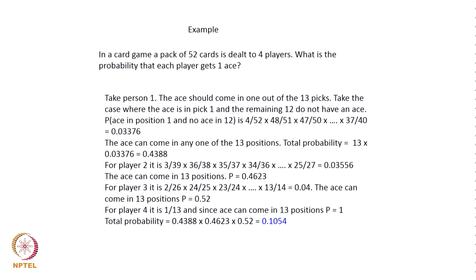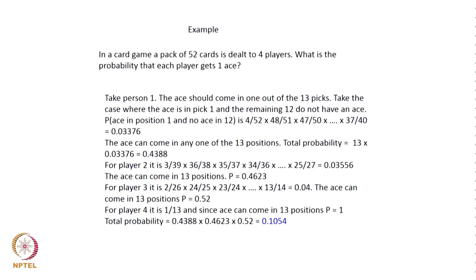So, 4 by 52. Now, if you leave out the ace, 4 aces, there are 48 non-aces. So, 48 by 51 into 47 by 50 and so on. This 48 by 51 comes because the second pick out of the 51 cards that are remaining. So, he could get any out of these 48, because these 48 do not have an ace. Remember, again, this is equivalent of the ball not being replaced. So, the card does not go back to the deck, and it is completely given to these 4 people.